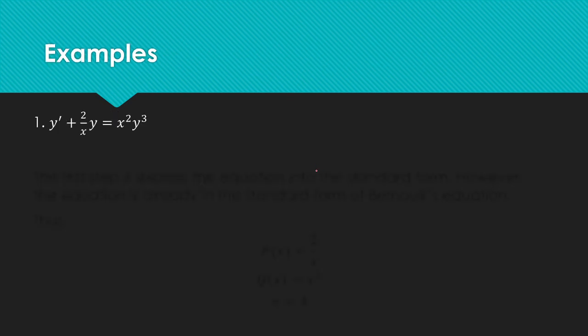Example, so we have y prime plus 2xy is equal to x squared y cubed. So, remember, ang form ng Bernoulli's equation is we have y prime, kung ang dependent variable ay y, plus p of x y is equal to q of x y raised to n. So, in this case, class, ang p of x natin is 2 over x. Ang q of x natin is x squared. Tapos, ang n naman natin ay 3.